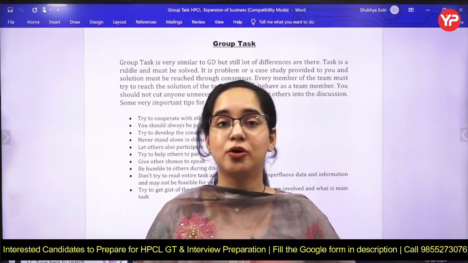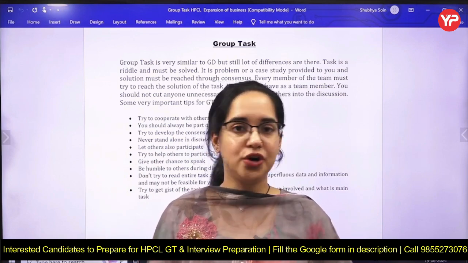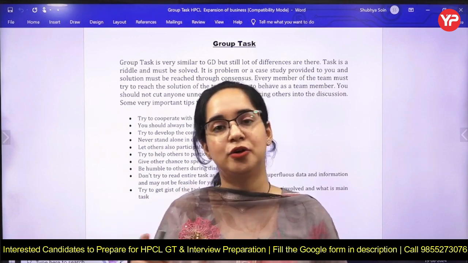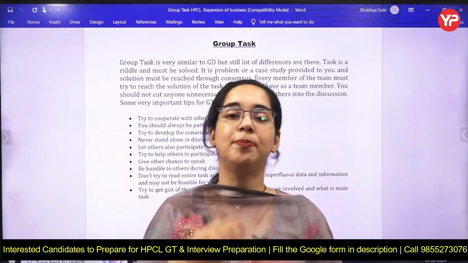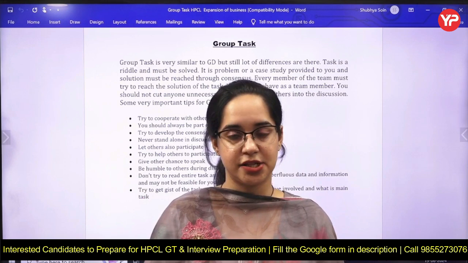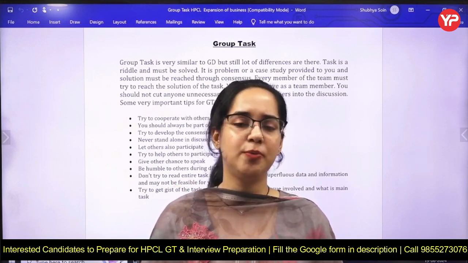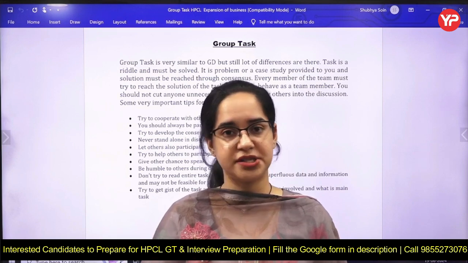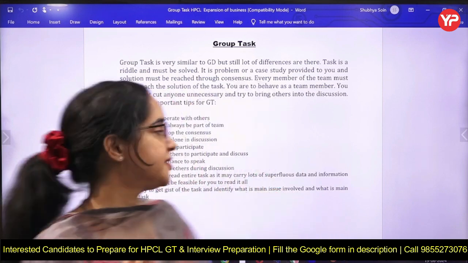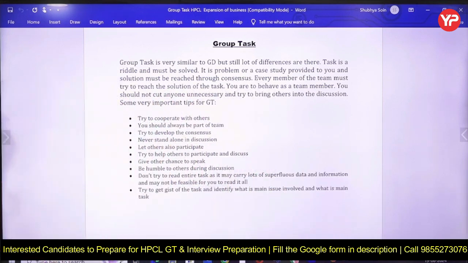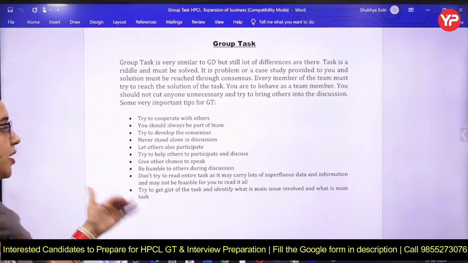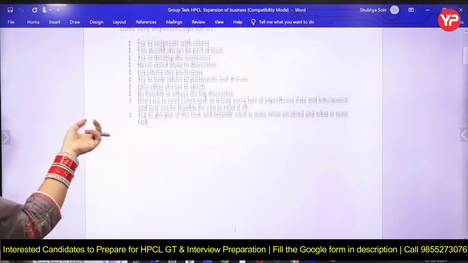And when you're describing a group task in your introduction, it should not be that you are completely rereading the group task. That's not required. You have to paraphrase it in your own sense. You need to understand the important pointers, and those are the only pointers that you need to speak in your group task. Unnecessary pointers, you could eliminate. Try to get the gist of the task and identify what the main issue involved is and what the main task is. This one is very important. You need to understand the main task and the main issue of it, right?